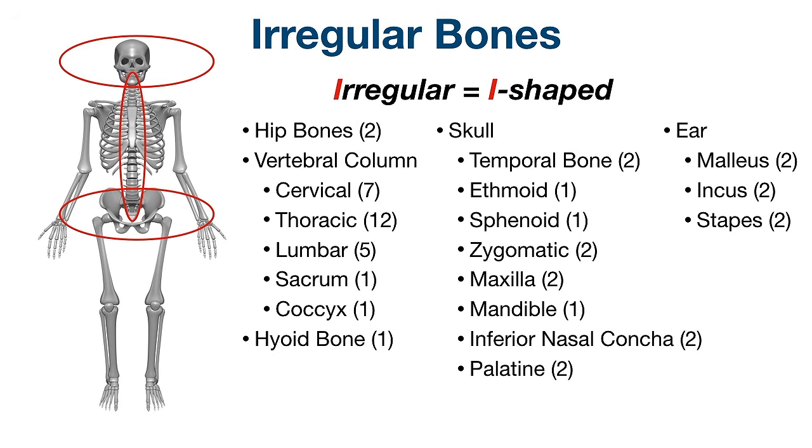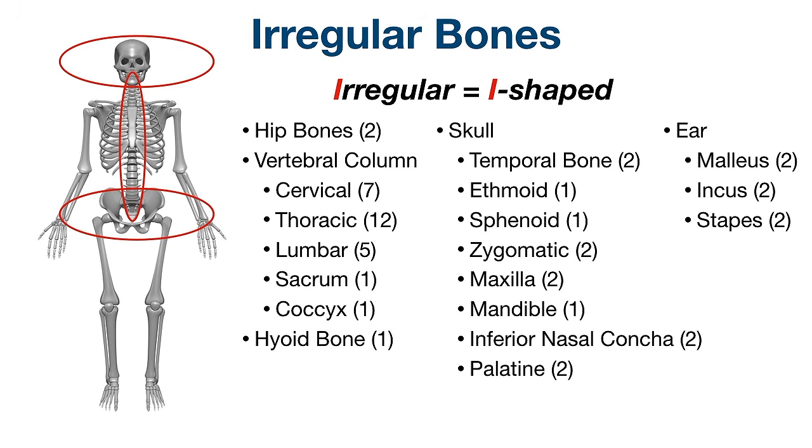The number of vertebrae shown is for an adult. Remember, most people are born with 33 vertebrae, and then the 5 sacral and 4 coccygeal vertebrae fuse by adulthood to form the sacrum and coccyx. There's a video on the anatomy of the vertebrae which will be linked down below.